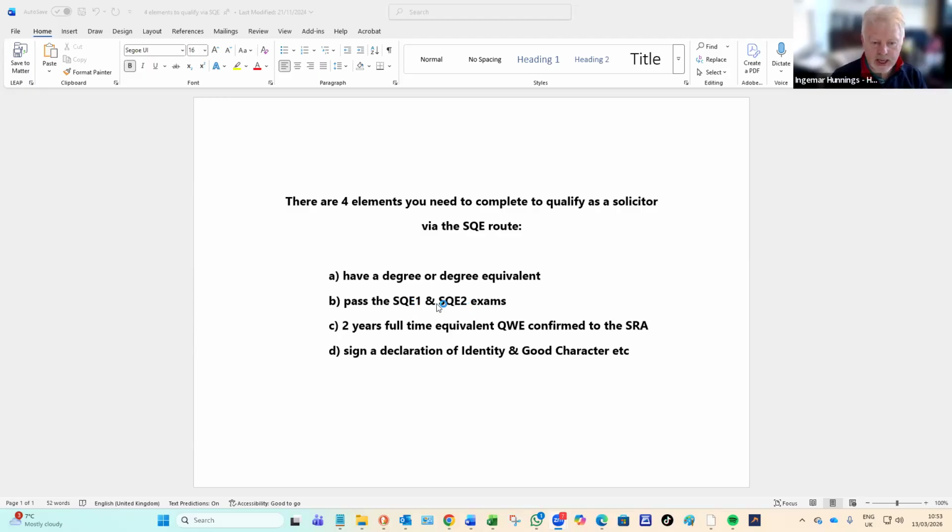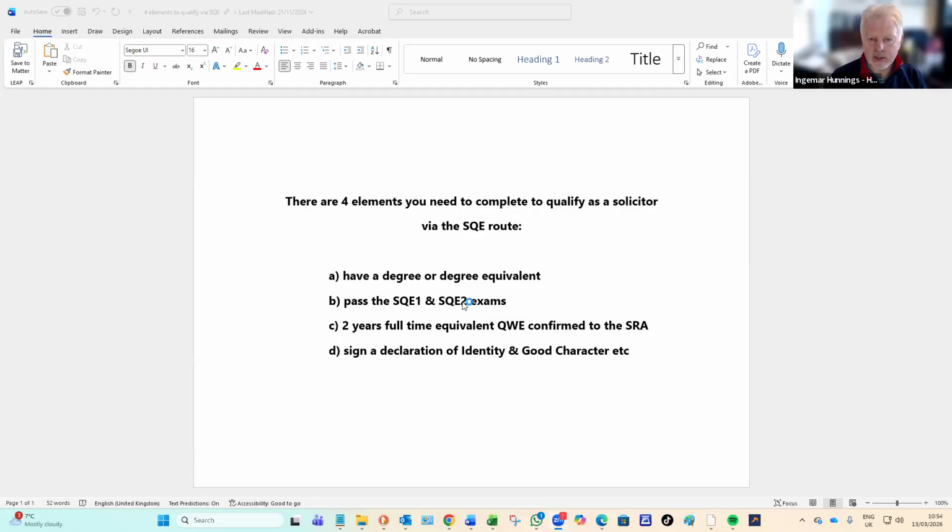Then the SQE2 exam, which tests not just your knowledge, but the application of that knowledge into real life scenarios. So the SRA is having a look at you as if you were a newly qualified solicitor. Would you be a safe pair of hands for them to license? Okay, so there are 16 questions, 12 oral for 12 written for oral.